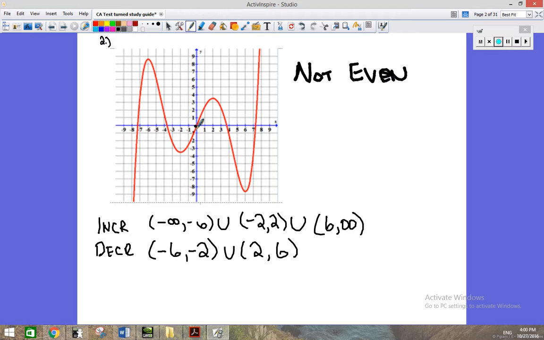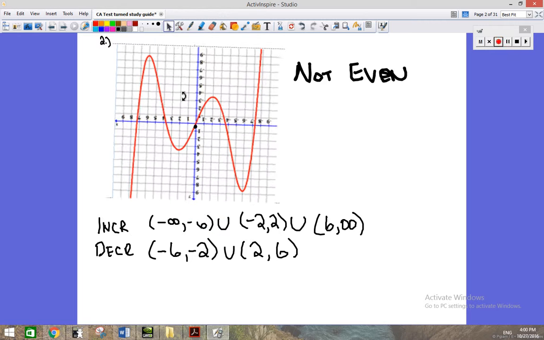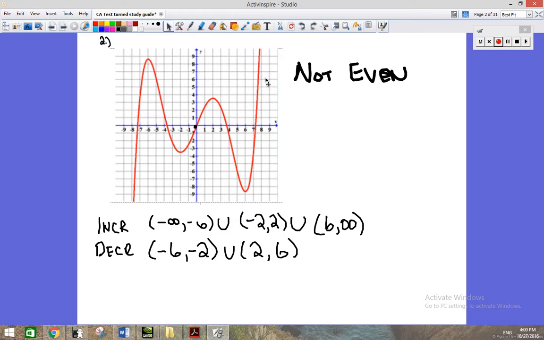Is it odd? Well, it is going through the origin, and when I rotate it 180 degrees, I get the same graph. Okay, so how do I know that? If you pick any point, it doesn't matter what it is on the graph. Let's say this point's easy to read, (3, 2). Then the opposite of 3 and the opposite of 2 will be on the graph if it's an odd function. So -3, and then go down, -2.